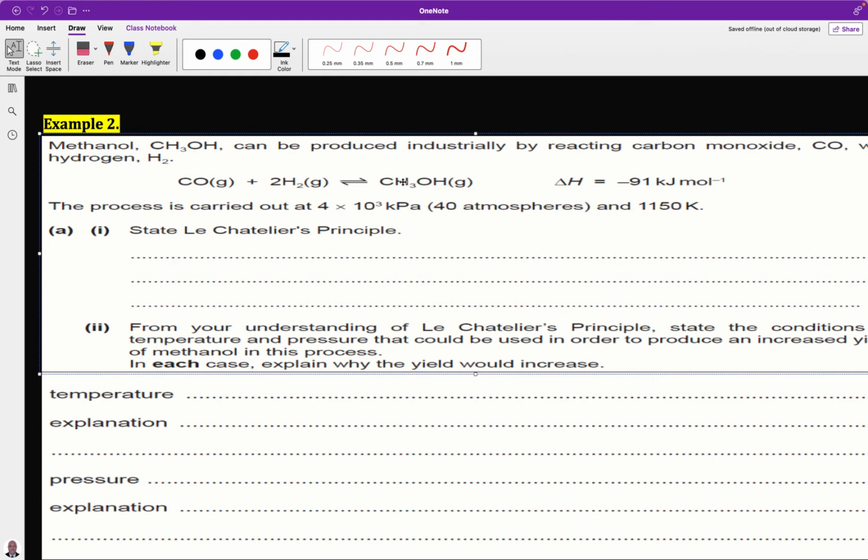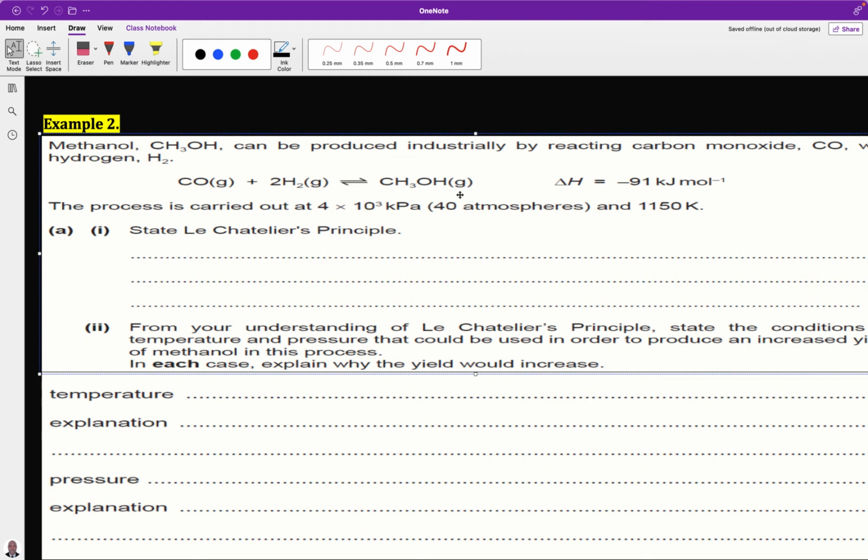Now, it's a gaseous reaction. It's an exothermic reaction. Now we have on the left 1 mole plus 2 moles, 3 moles of reactants, and there's just 1 mole here. Since it is an exothermic reaction, we must do what? We must decrease the temperature. Decreasing the temperature will favor the production of more methanol.